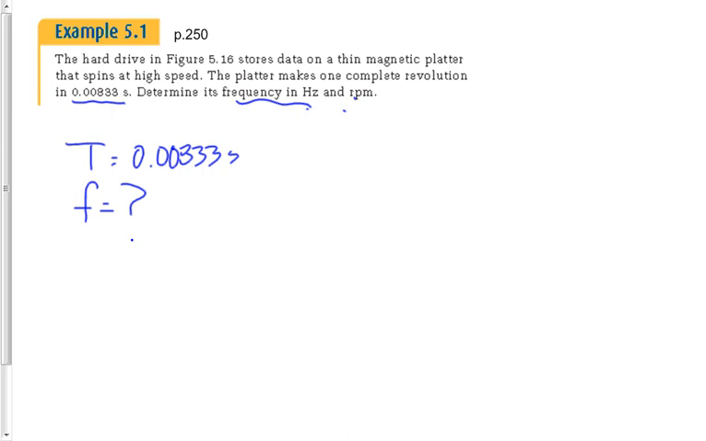How am I going to find frequency here? We know that frequency is the number of revolutions per second, but we also know that it's 1 over T. What do you want to use here to find frequency? Yep. Good. Let's try f is equal to 1 over T. 1 over 0.00833 seconds. This doesn't look that hard. Let's pull out our calculator and do this.